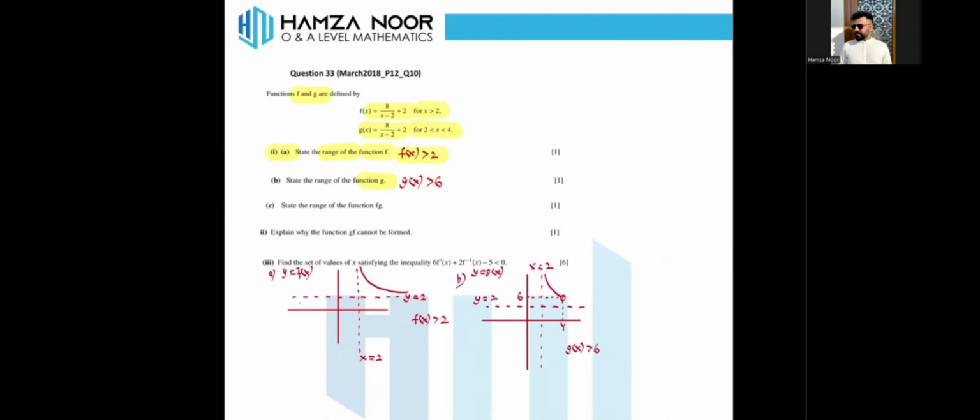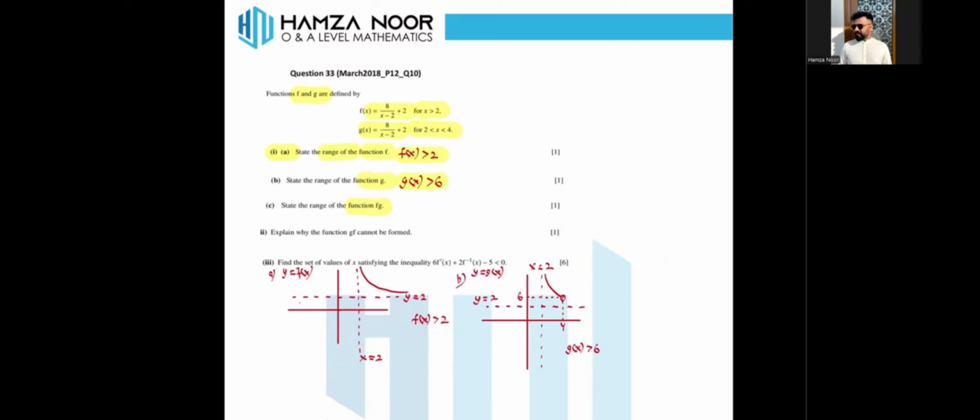So now let's move on to part C. Part C says: state the range of the function fg, the composite function fg(x). What you know is that the composite function fg(x) would exist when the range of g is contained within the domain of f, meaning the range of the function g will become the input for the function f.